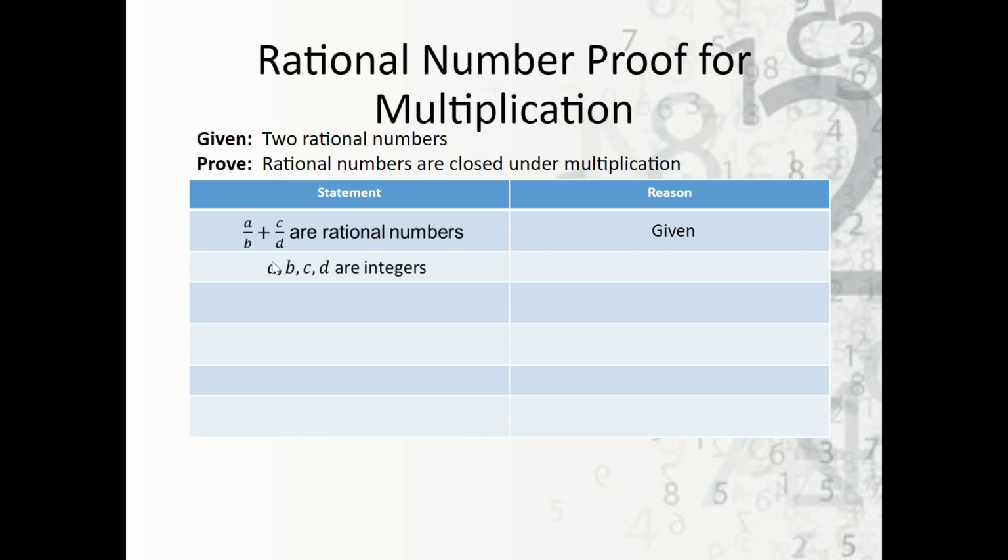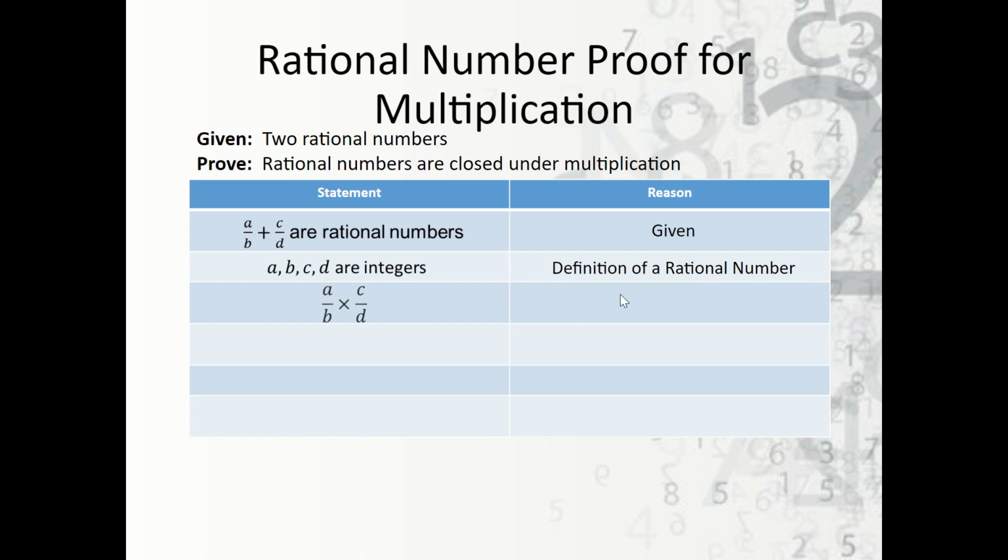Now we should note that A, B, C, and D are integers, and we know that they're integers because we're given that these were rational numbers. So by definition of rational numbers, that means that the numerator and denominators each have to be integers. So our reason for that would be the definition of a rational number.